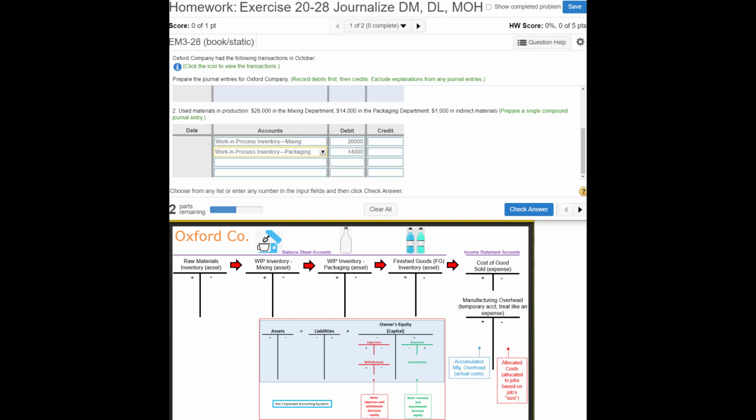It looks like they got some bottles sent to the packaging department. And then $1,000 in indirect materials. Now, indirect materials is a manufacturing overhead. How does manufacturing overhead increase? With a debit. So manufacturing overhead is going to increase by $1,000. And where did all these materials come from? They came from raw materials, so that's going to decrease with a credit. So 26 plus 14, that's 40, so it looks like 41,000. So raw materials goes down by 41,000.